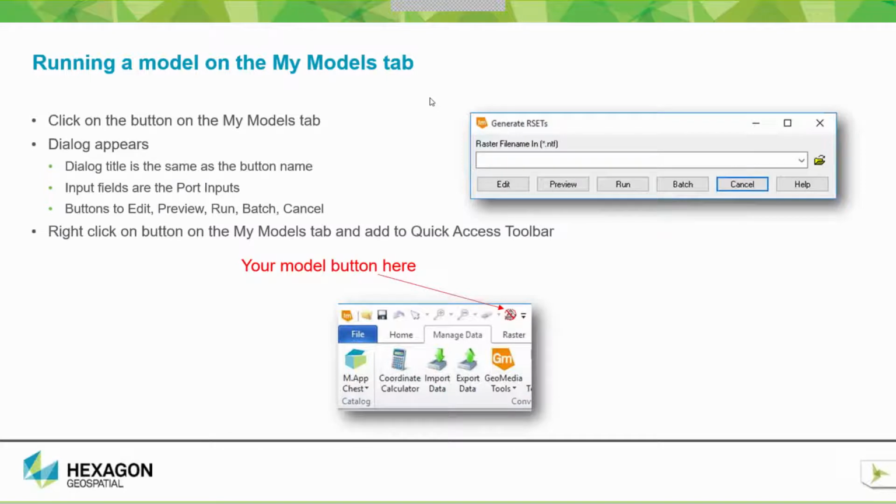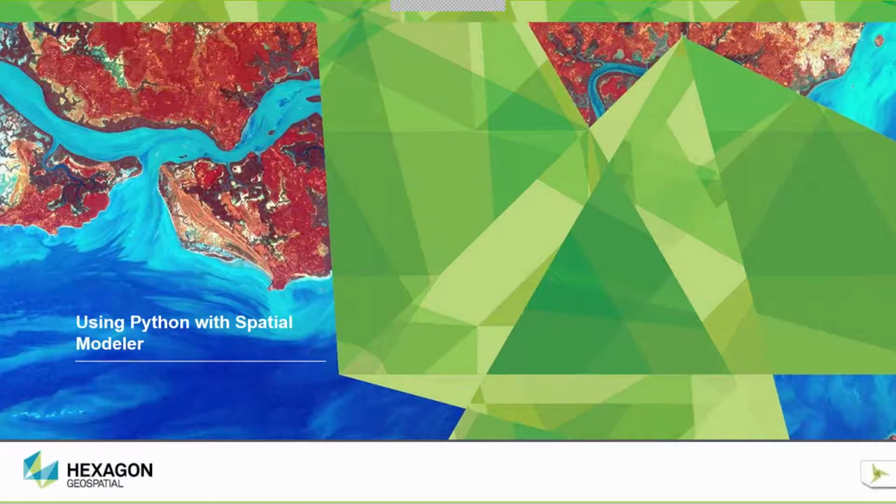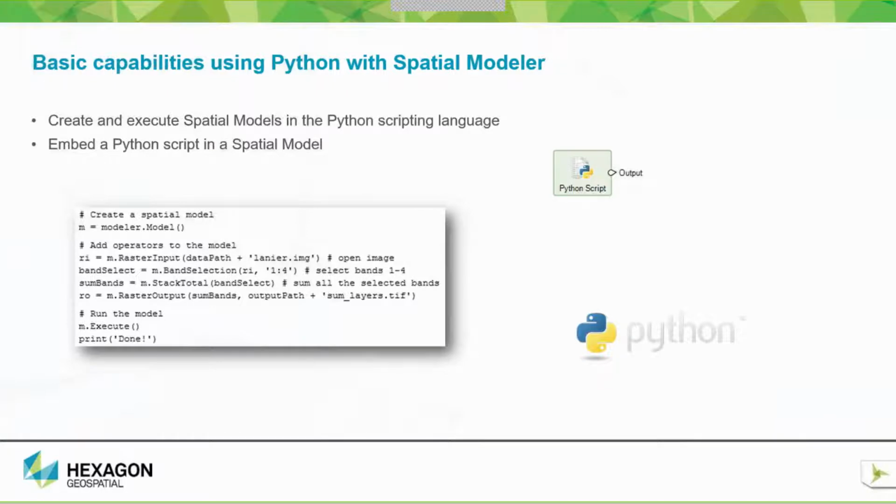No questions. Okay. So again, these are what I just talked about. Continuing on with another thing you can do, you can actually use Python with Spatial Modeler, and the basic capabilities are you can either create or execute spatial models via Python, or you can embed a Python script in your spatial model. So those are the two basic capabilities.